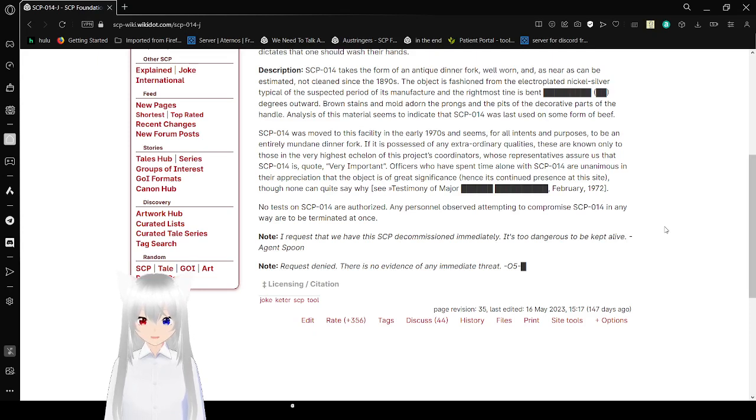No tests on SCP-14 are authorized. Any personnel observed attempting to compromise SCP-14 in any way are to be terminated at once. Note: I request that we have this SCP decommissioned immediately. It's too dangerous to be kept alive. Agent Spoon. I see the joke they did there. No. Request denied. There is no evidence of any immediate threat. O5 unknown.